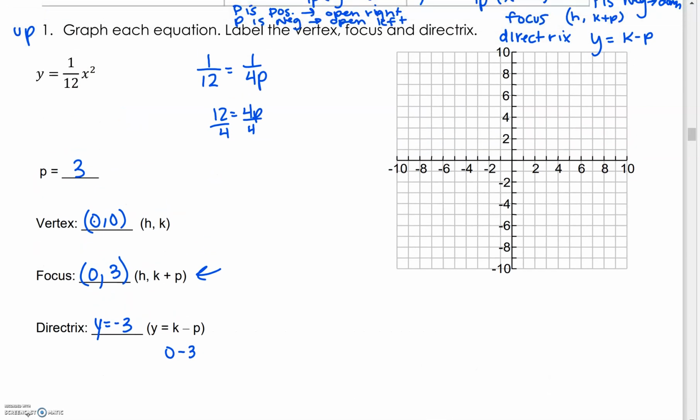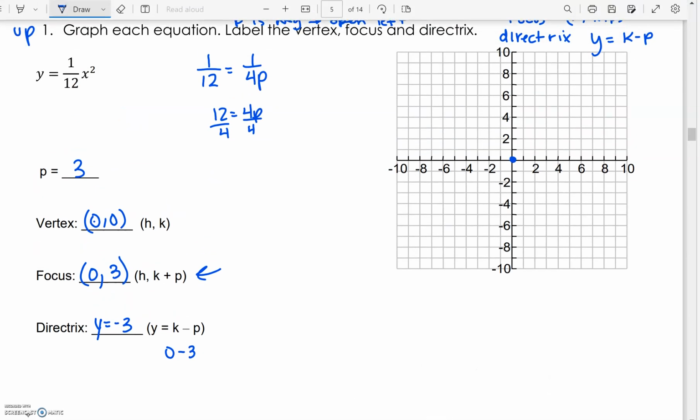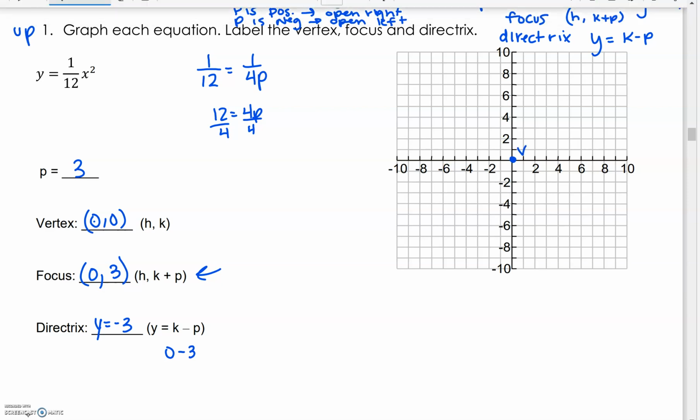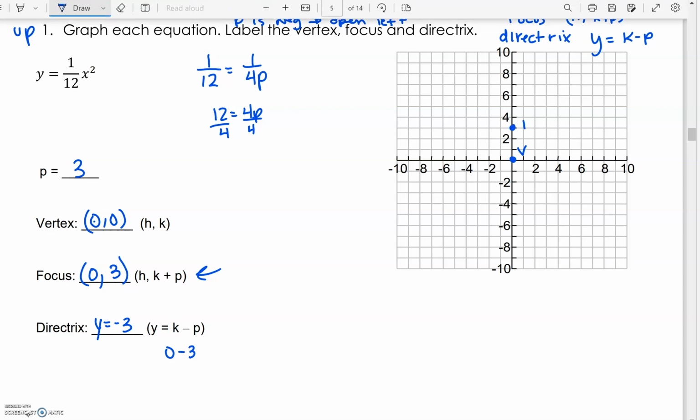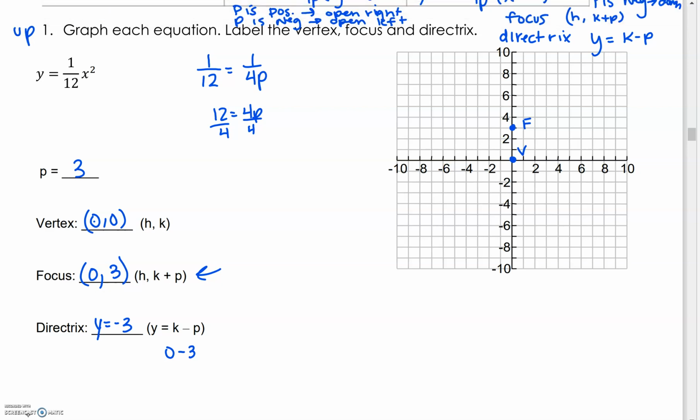We are going to put a dot at (0, 0), and that is our vertex. Put a little v next to it there. (0, 3) up here is our focus, our F. And then we're going to have a solid line going through the y-axis at negative 3. And we are going to be drawing that parabola there, going up.